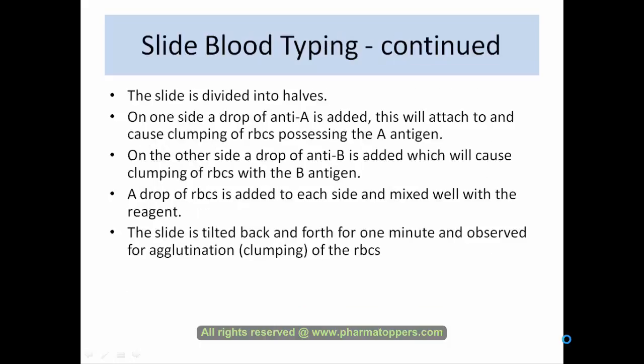The slide blood typing, continued. The slide is divided into halves, and on one side a drop of anti-A is added. This will attach to and cause clumping of the RBCs corresponding to A antigen. On the other side, a drop of anti-B is added, which will cause clumping of RBCs with B antigen. A drop of blood is added on each side and mixed with the reagent. The slide is tilted back and forth for 1 minute and observed for agglutination or clumping.